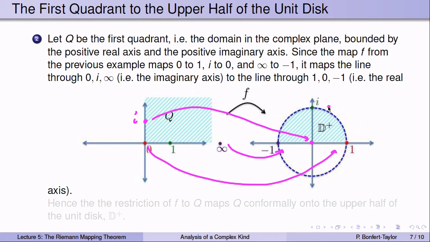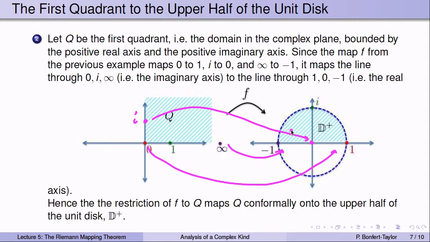the unit circle. So what's the image of this quadrant Q, which is stuck between the imaginary axis and the real axis? It must map it to something stuck between the unit circle and the real axis. And it turns out that is the upper half of the unit disk. So the restriction of the Mobius transformation F constructed before to the first quadrant here maps that first quadrant to the upper half of the unit disk, and I'll denote that D with a plus right next to it.